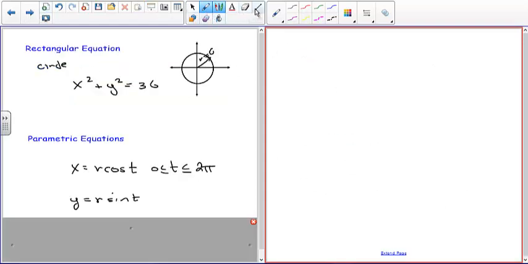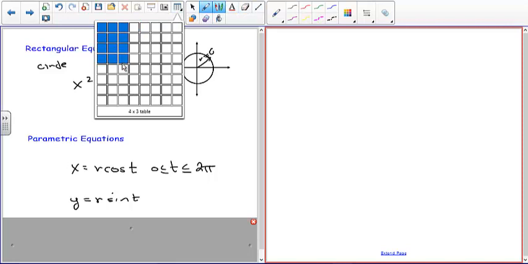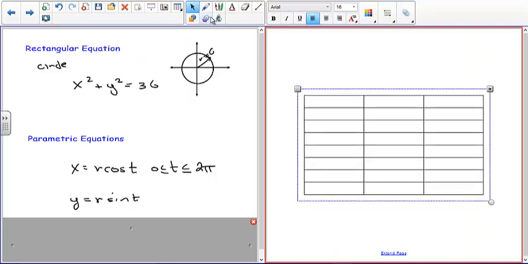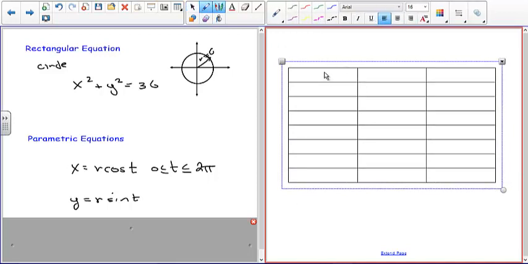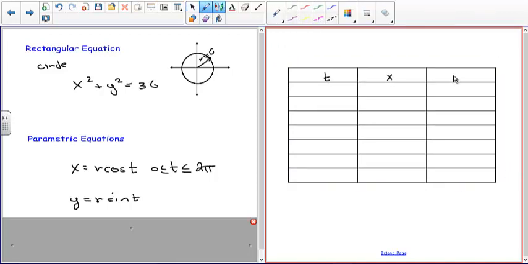Let me just show you how you would plot, or how you would figure out the coordinates of a parametric equation. So instead of having x versus y, you'd have t in the first column, x in the second column, y in the third column. And you might start out at 0, pi over 4, pi over 2, pi, let's say 5 pi over 4, 3 pi over 2, 2 pi.